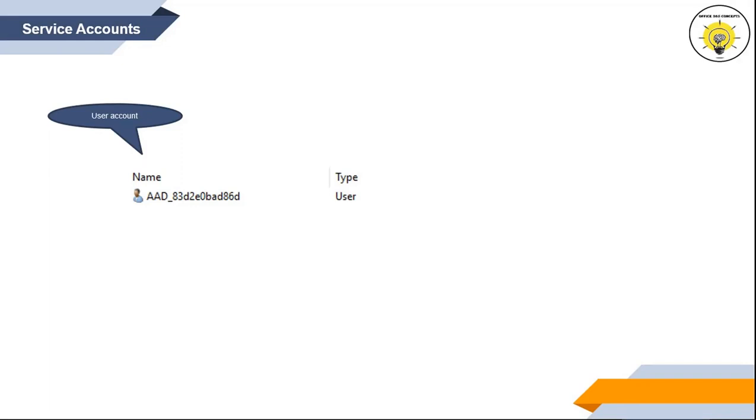User account is a local service account that is created by Azure AD Connect installation wizard. This account has a prefix AAD underscore and is used by the sync service to run the sync process. This user account has a long complex password and is set to never expire.